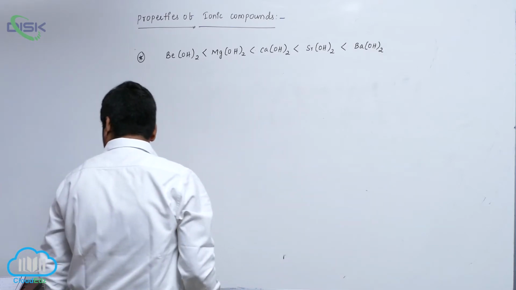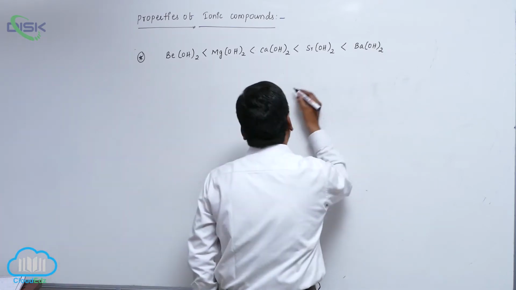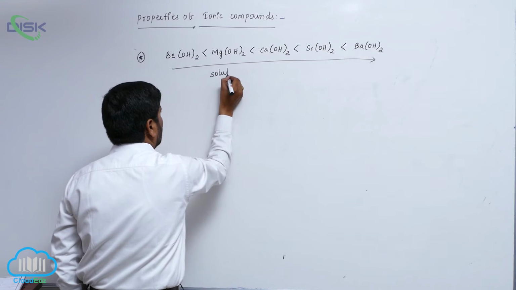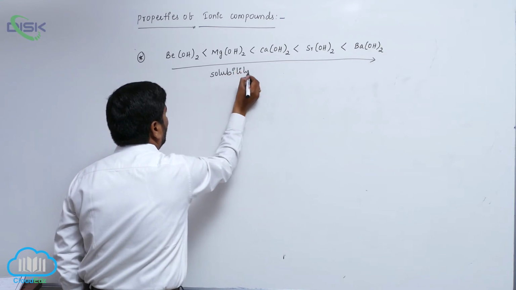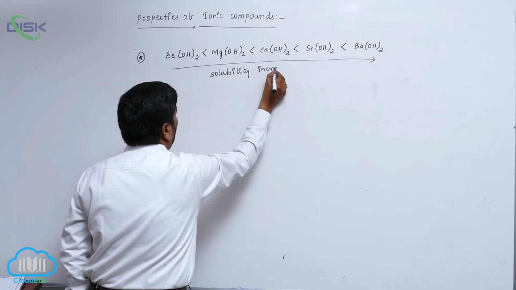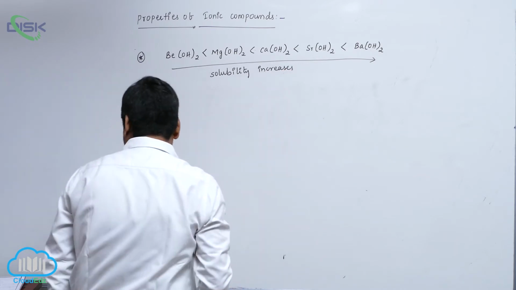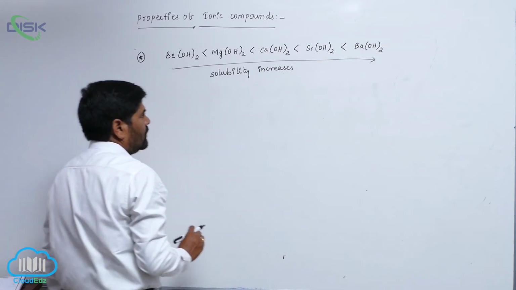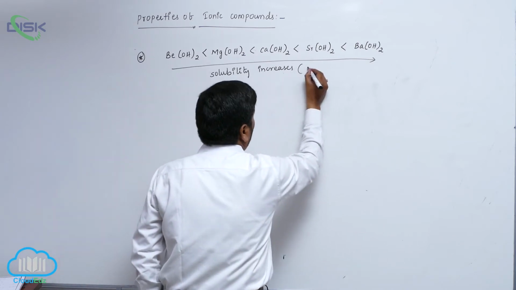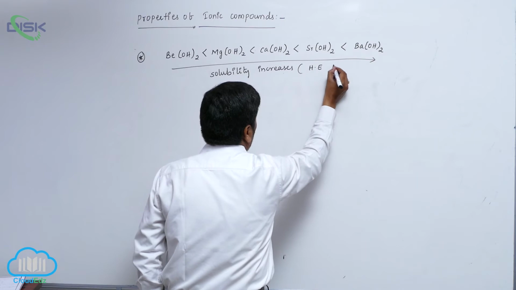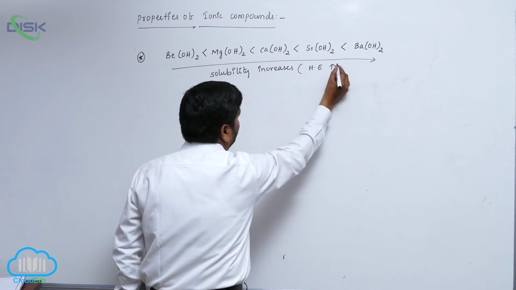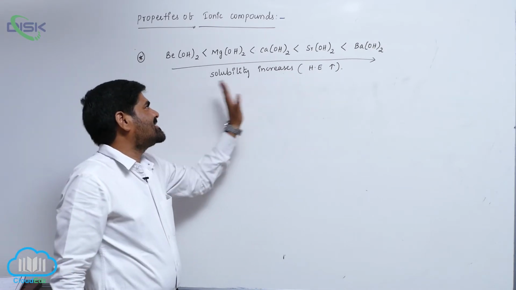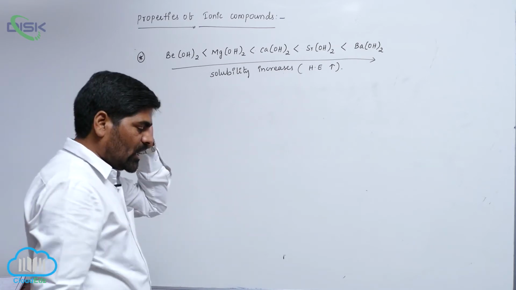Barium hydroxide. Okay, what happened? Solubility increases. Which increases? Solubility increases. Well, increase of which one? Lattice energy also, what happened? Increases here. Sorry, hydration energy, what happened? Increases. When hydration energy increases, what happened? Solubility increases in second A group hydroxides.